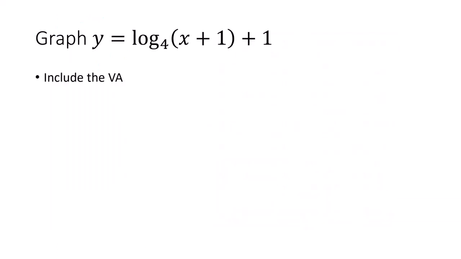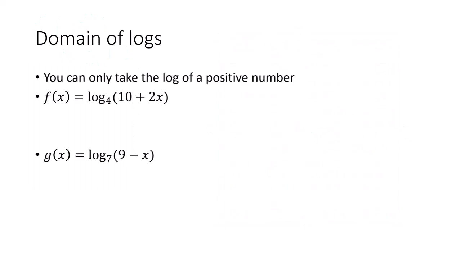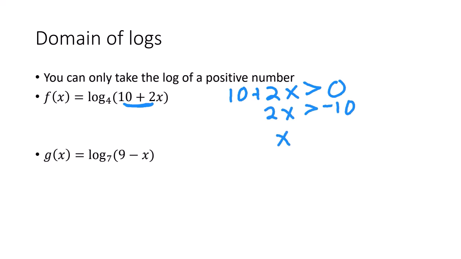So let's think of this. When I look at doing these logs, and we're going to have these vertical asymptotes, you only take the log of a positive. So if you get questions about domain, you look at what you're given, like 10 plus 2x, and you set it greater than 0, not greater than or equal to, just greater than. So this says 2x is greater than negative 10, x is greater than negative 5. That's open, negative 5 to infinity.